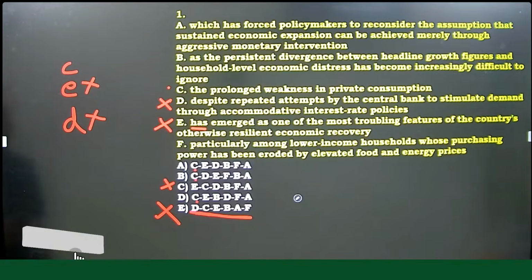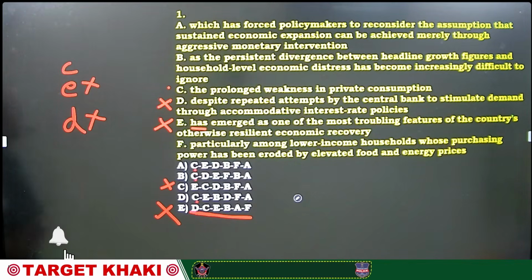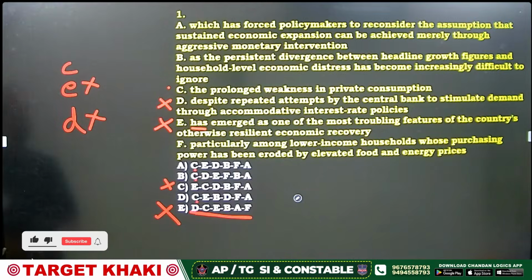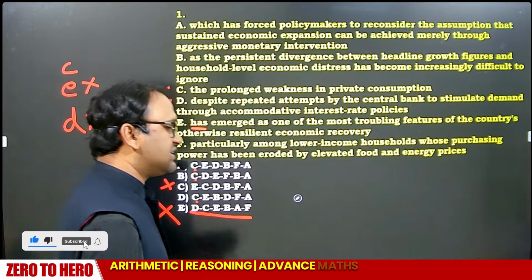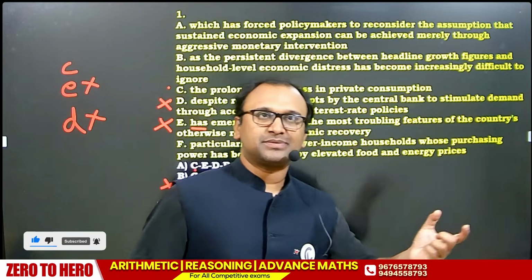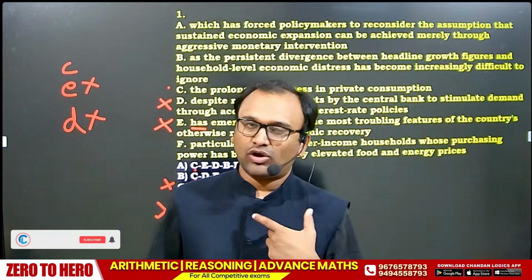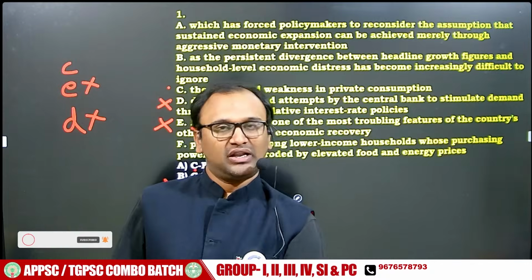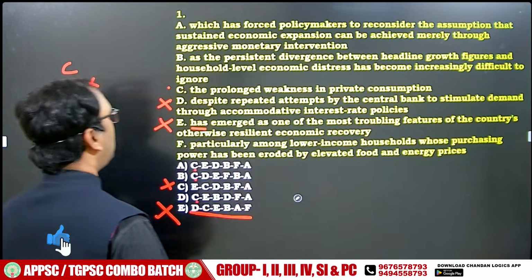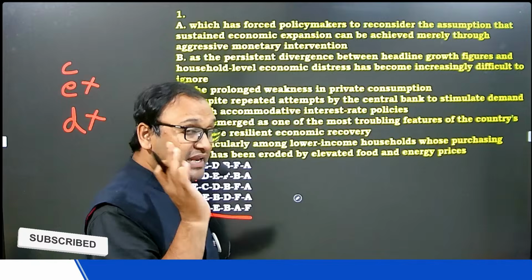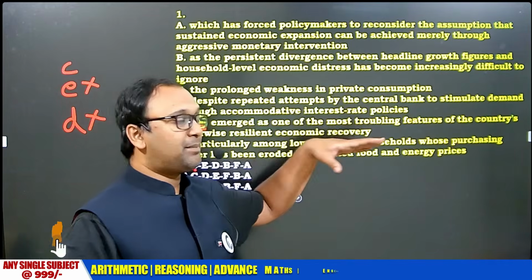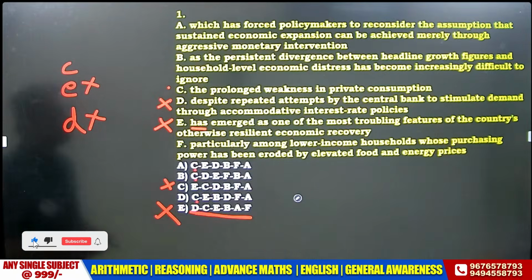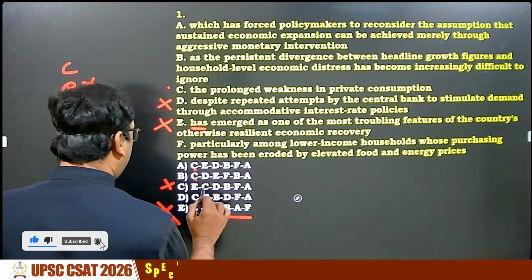Now you read C: the prolonged weakness in private consumption. Do you know what private consumption is? We are all private people, we are all common people. We consume food, we consume oil, we consume sugar, everything we consume. So prolonged weakness means that in the economy, the private consumption decreased. So after C, what is the option?